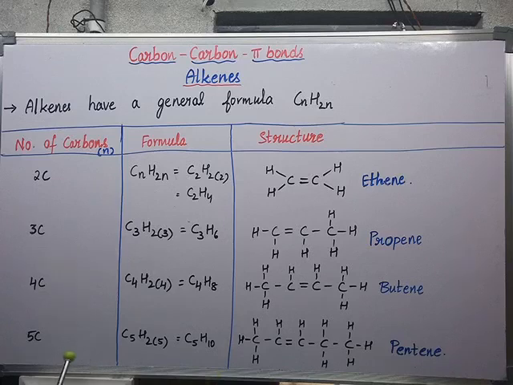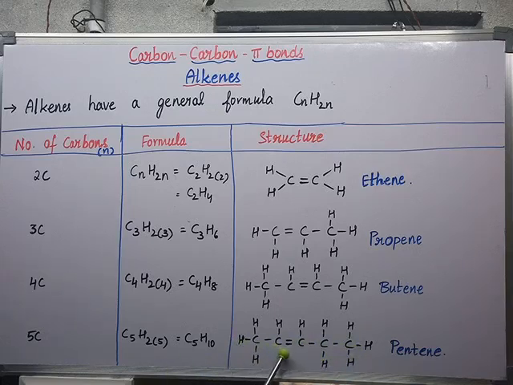Okay, next coming to pentene. That is nothing but five carbons will be there in pentene. Five carbons I am substituting in the same formula, C5H2 into 5. I am getting the C5H10 formula. Now I am writing the structure. So this is the structure of pentene.